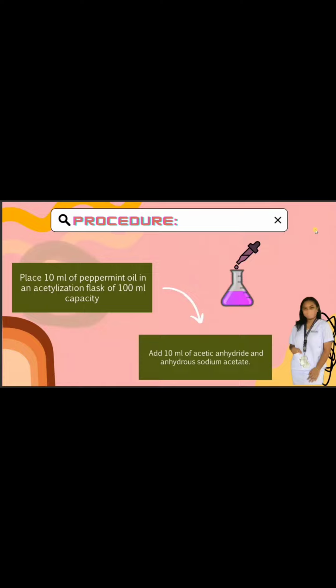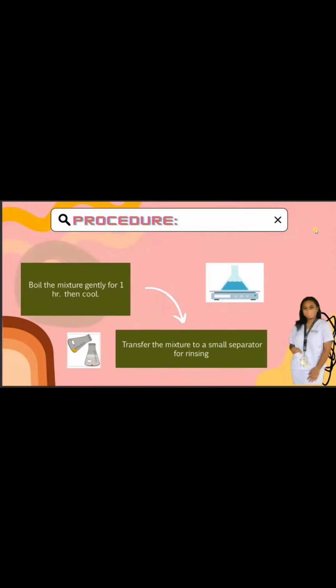So the procedure: first, place 10 ml of peppermint oil in an acetylization flask of 100 ml capacity and add 10 ml of acetic anhydride and 1 gram of anhydrous sodium acetate. Then, boil the mixture gently for exactly 1 hour.